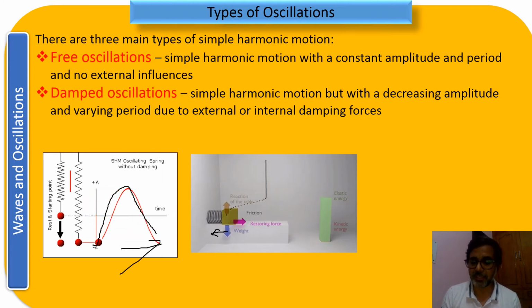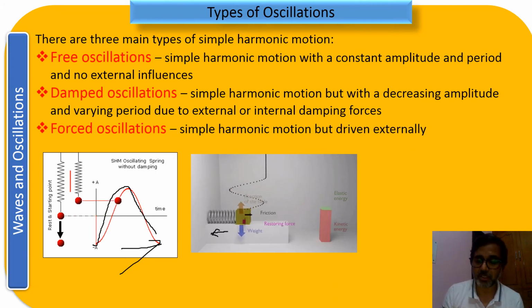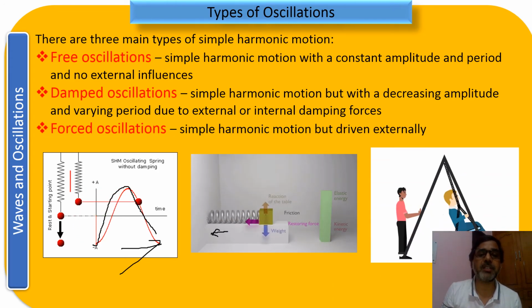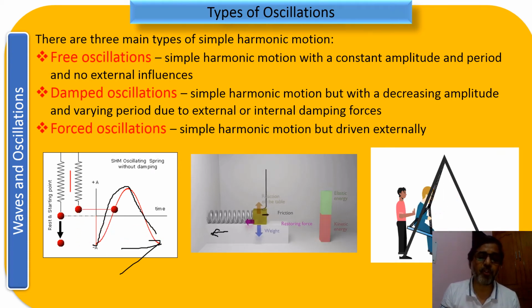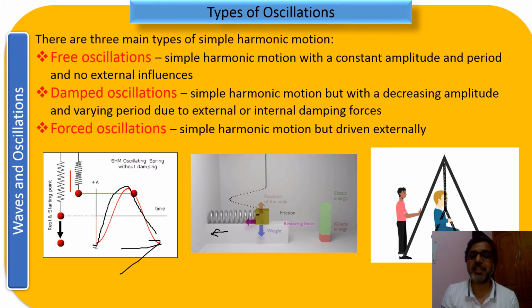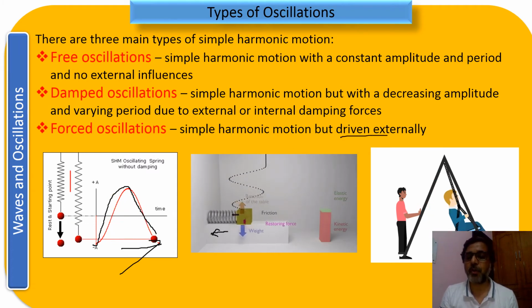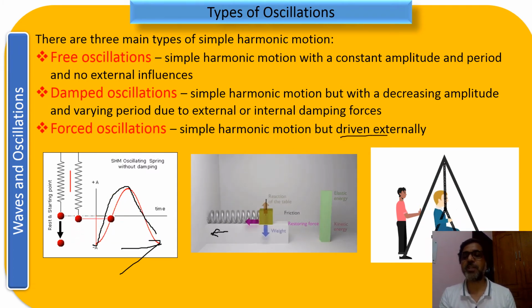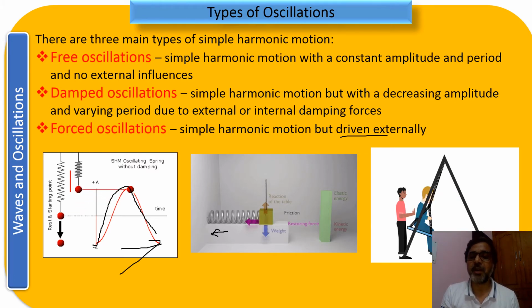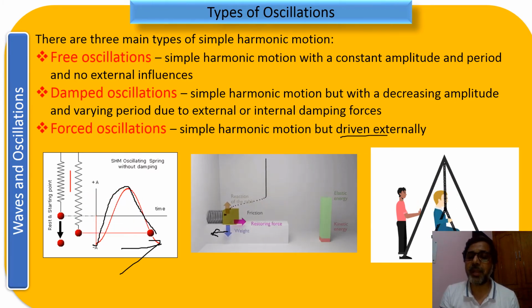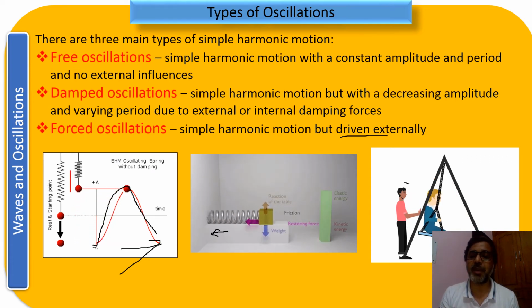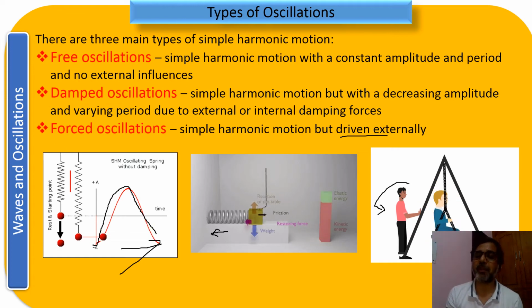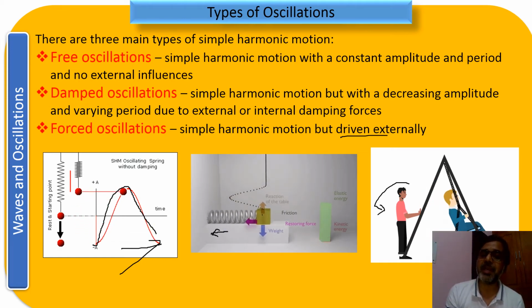And the third one is forced oscillation. So what is forced oscillation? A simple harmonic motion, but driven externally. It means you are going to apply some external force along with this. As you can see over here, this is a swing, and to maintain this amplitude or even to increase it, one person is standing over here and pushing that swing, and the amplitude will remain constant. He can even increase the amplitude.